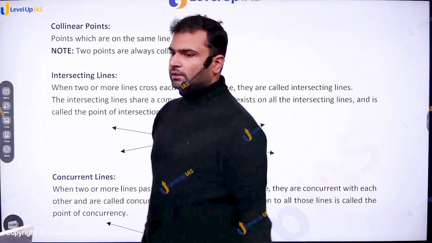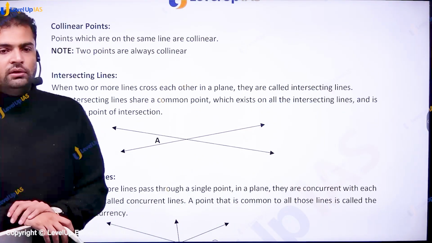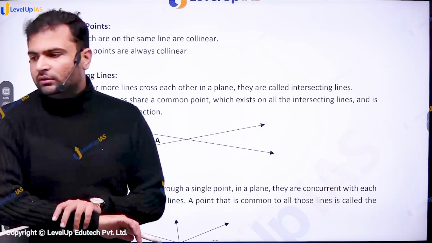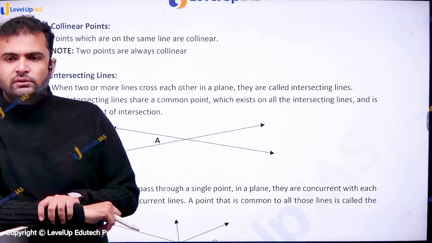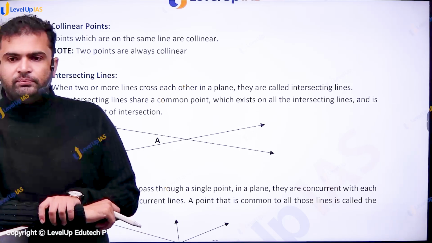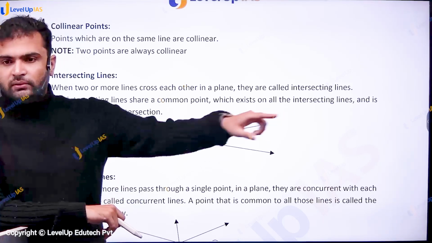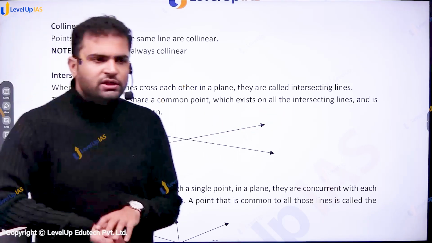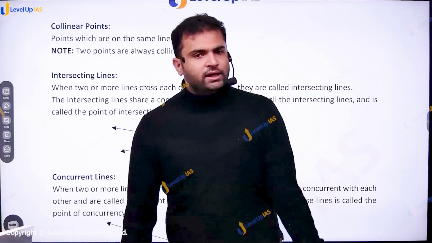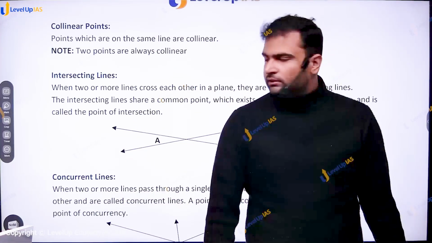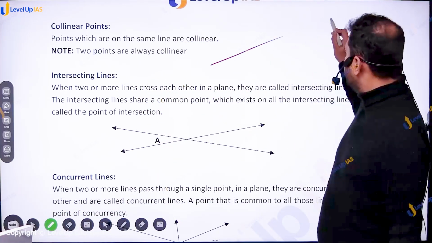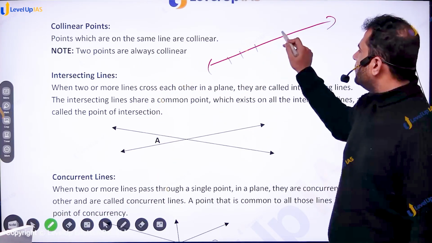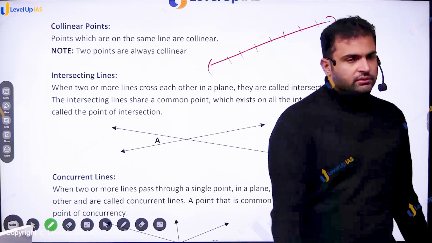Next concept is collinear points. What do you think they are, just by hearing the name? Collinear, line में. हाँ, the points which are on the same line are called collinear points. So if I draw a line like this, all these are called collinear points, right?